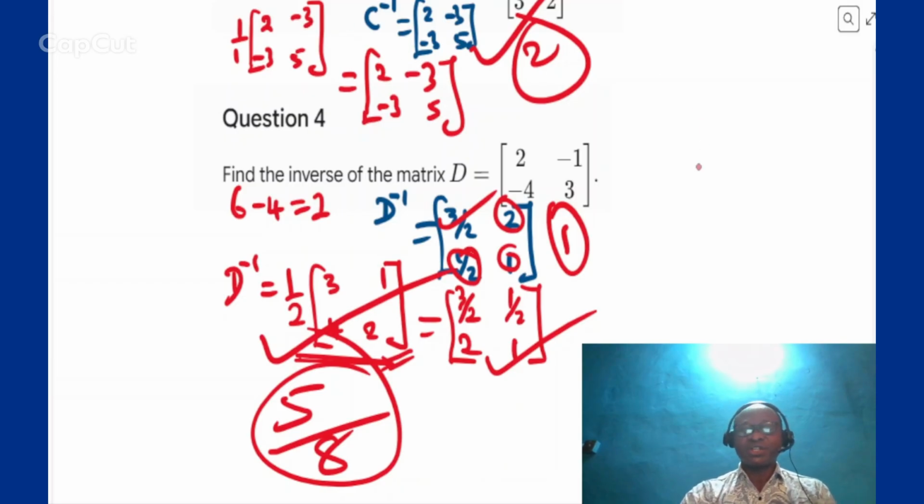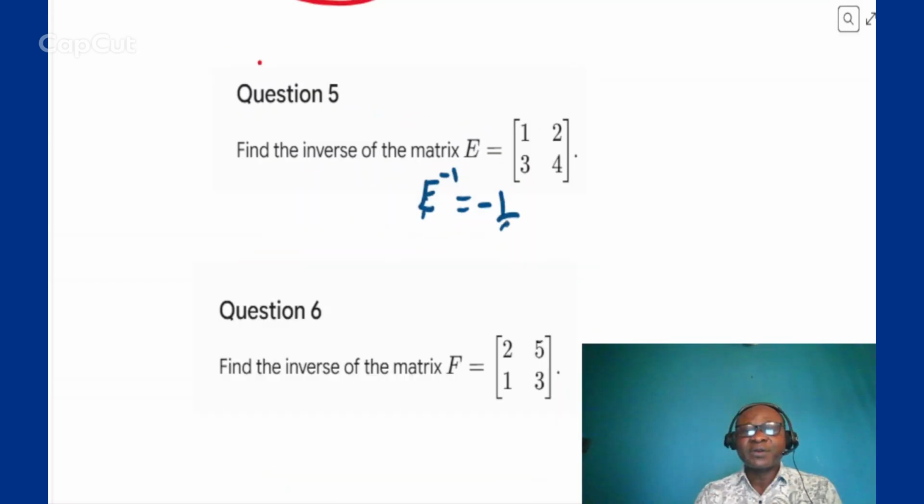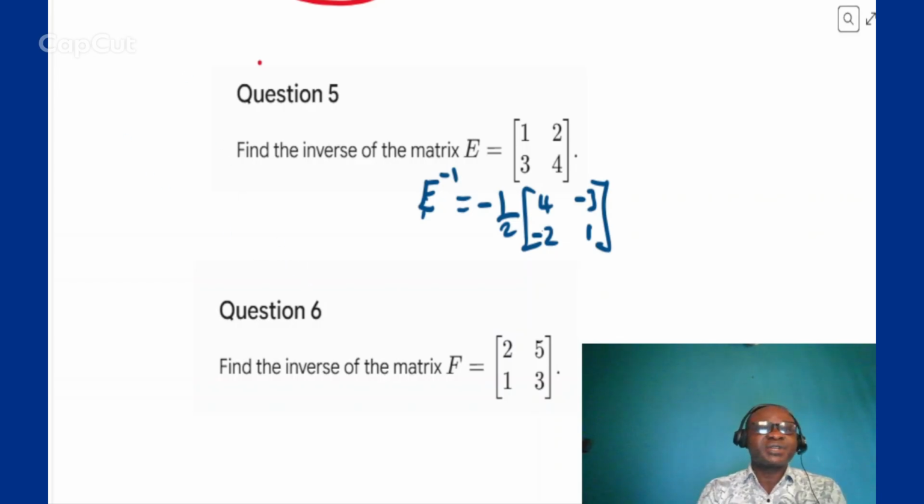All right, so do your corrections before we move into the 3 by 3 matrix, or I may negative 1 over 2 into 4, -3, -2, then 1. All right. That's all. So testing your work for number 5.